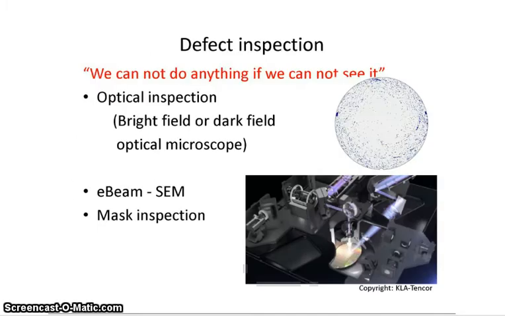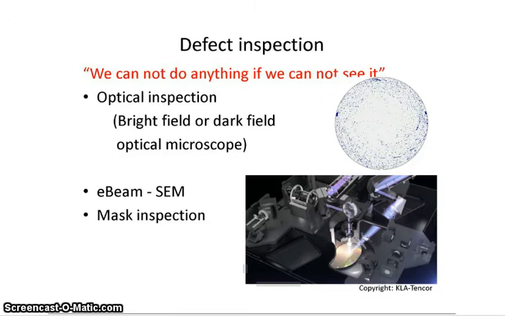So after those things, now is the time we want to see the defects. There are so many defects on the wafer throughout the different processes. We want to see where they are, and we cannot do anything if we cannot see them. The most common way to see the defects is by optical inspection. There are bright field or dark field optical tools. You can say it's an optical microscope. You can think of the light either imaging the whole wafer, or looking at a small portion of the wafer, and then you scan it by moving the wafer back and forth.